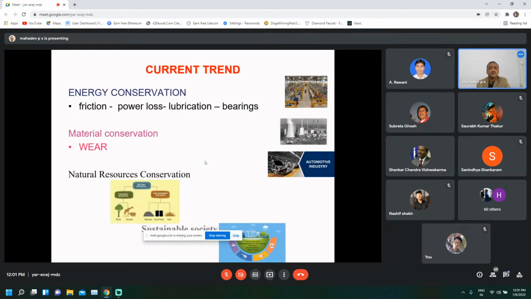The current trend is, first, energy conservation. Whenever there is motion, there is friction and power loss, so we need to go for lubrication to reduce friction, power loss, heat, etc., for example in bearings. The second trend is material conservation, that is, controlling wear. And lastly, natural conservation, by which we can achieve the sustainable development goals as given by the UN.